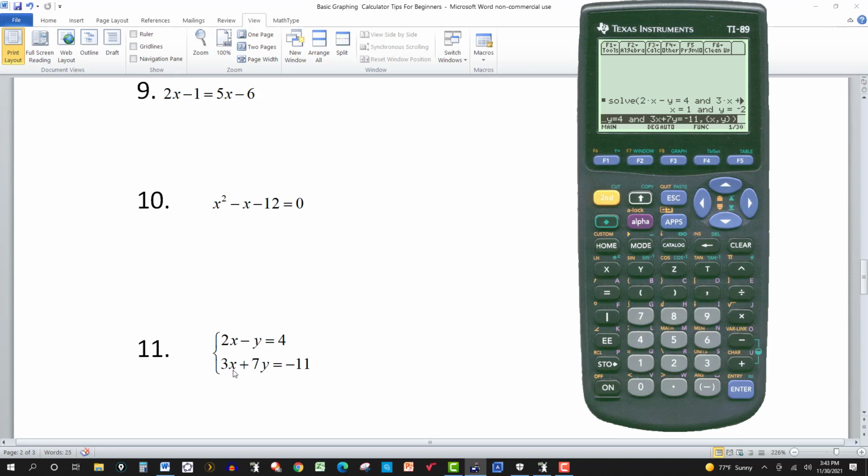Put a 1 over here in the second equation. 1 times 3 is 3. Negative 2 here where the y is times 7 is negative 14. 3 and negative 14 is negative 11. It checks. Clear this.